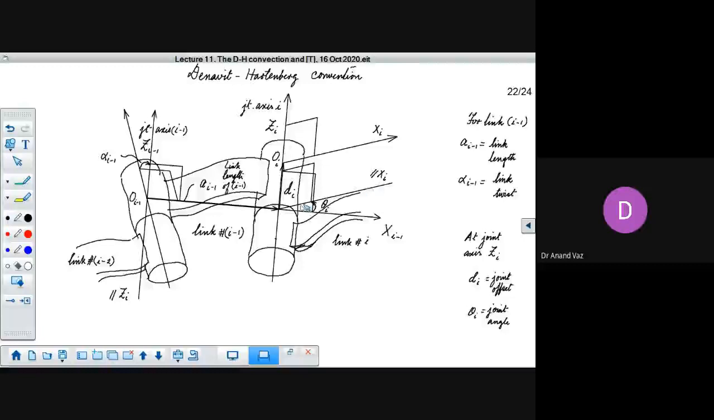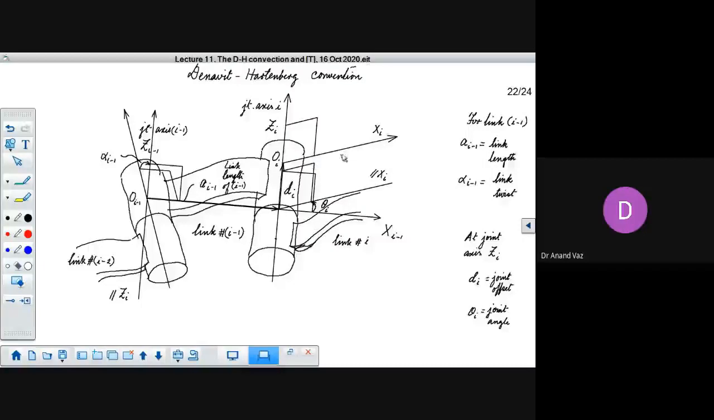I have shifted the x axis, that is the axis connecting the i plus 1th joint axis to Zi. Here you have Zi plus 1 and here you have Zi, and this is the axis which is perpendicular to both of them. So we have here Zi, and it is perpendicular to xi, and it is shown here using this symbol.